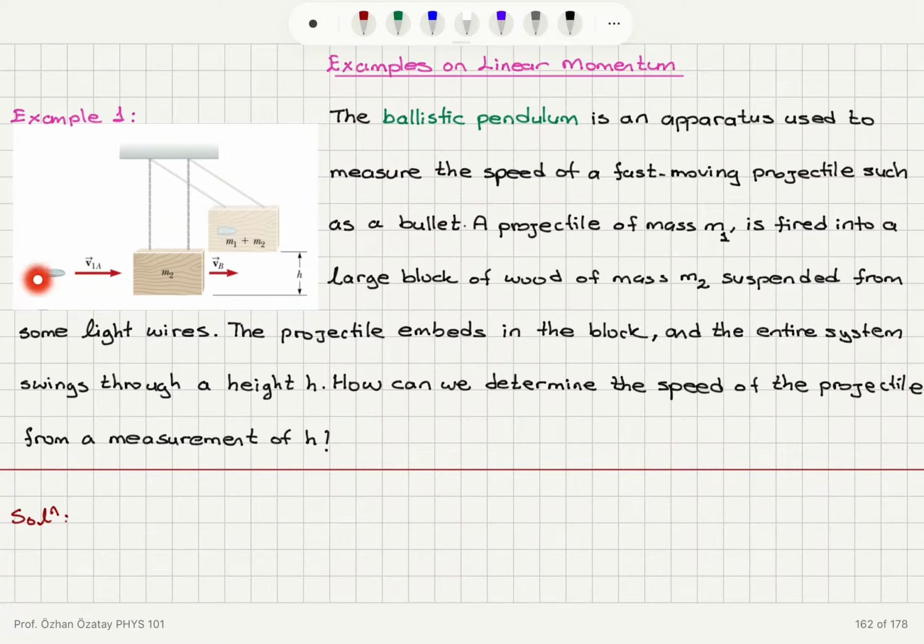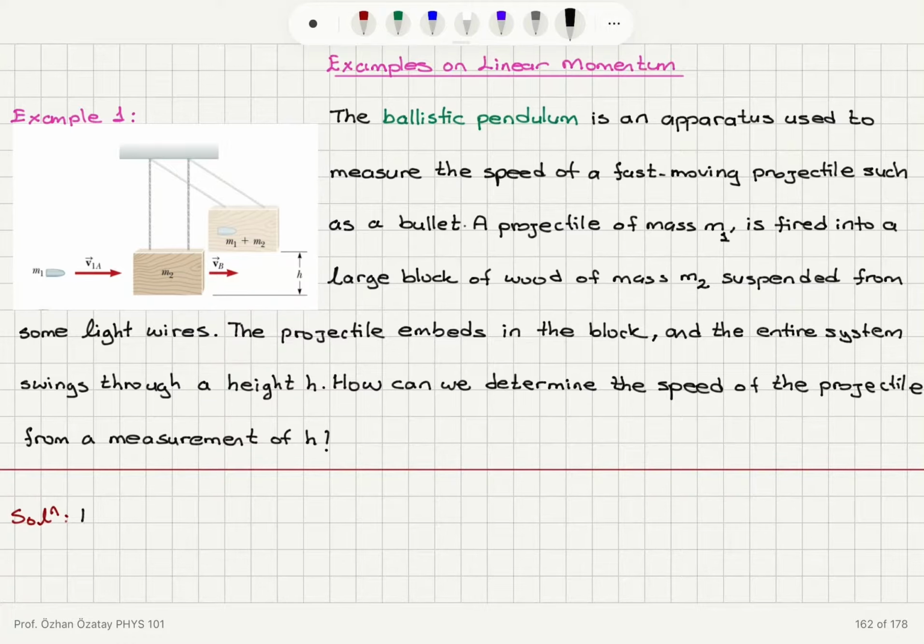The process of the collision between m1 and m2, and therefore since we have no external forces acting on the system of m1 plus m2 and these wires here, we should have momentum conservation, but at the same time not kinetic energy conservation in this collision process. Therefore, this is a perfectly inelastic collision.